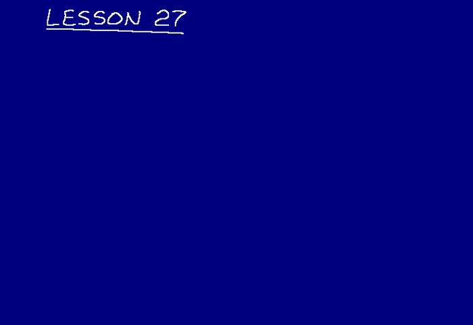Lesson 27 has two parts. The first part is about the distributive property, and then the second part is on simplifying decimal equations.